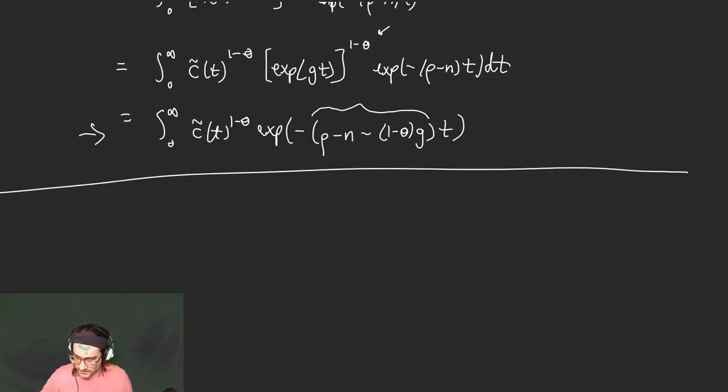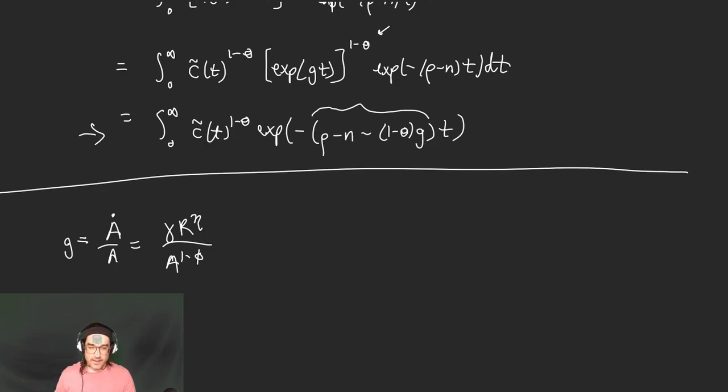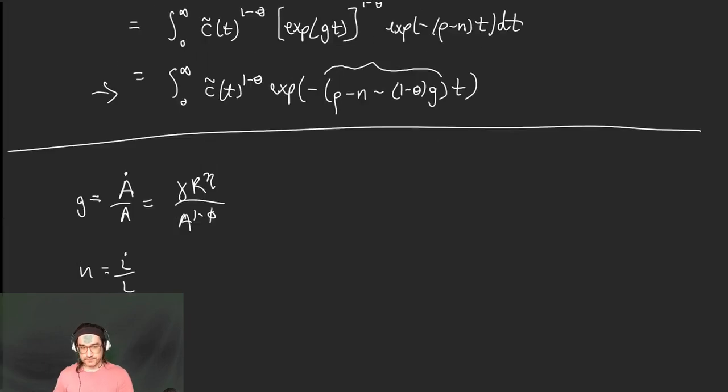All right, so first, this growth rate equation that we have is g equals gamma R to the eta over A to the 1 minus phi. And let's say your population growth rate is N. So N is L dot over L.